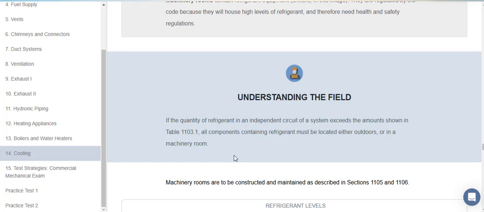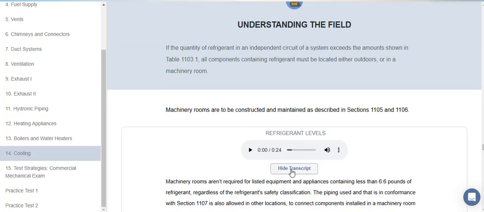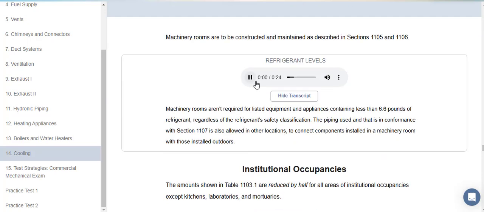Machinery rooms are to be constructed and maintained as described in Sections 1105 and 1106. Machinery rooms aren't required for listed equipment and appliances containing less than 6.6 pounds of refrigerant, regardless of the refrigerant's safety classification. Piping that is in conformance with Section 1107 is also allowed in other locations to connect components installed in a machinery room with those installed outdoors.